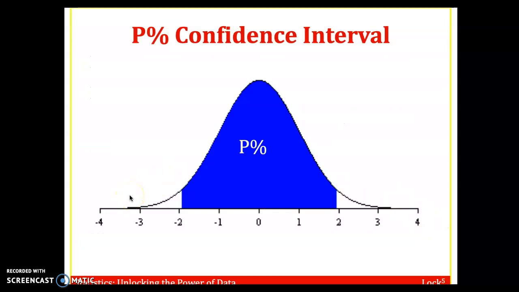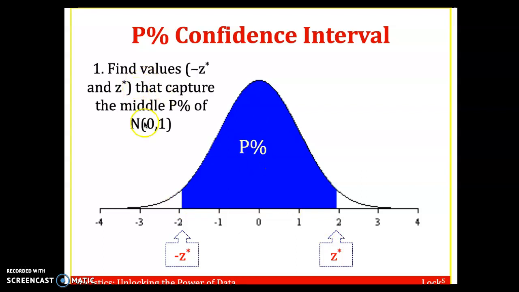So if we take a p% confidence interval, keep in mind in Chapter 3, we only did 95% in the middle. In Chapter 5, now we can make this any percentage we want. What would change is the z star. Z stars are the cutoff that give you the middle 95% in the standard normal distribution. So z star and minus z star capture the middle p% of the normal distribution with mean of 0, so the center 0, and standard deviation 1.